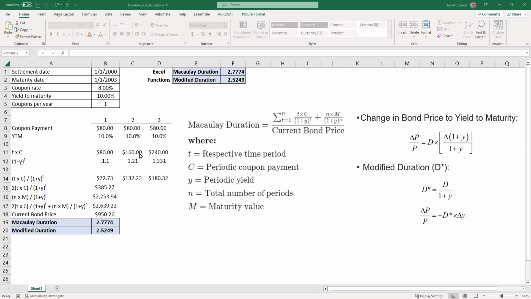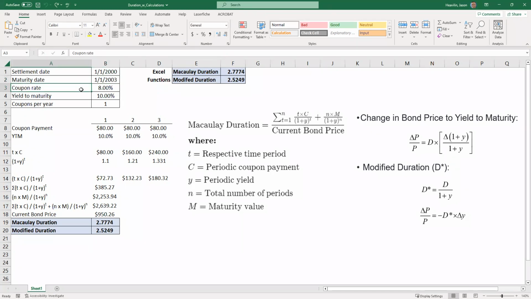In this video, we are going to talk about duration when it comes to bonds. It's a straightforward process, and it's about measuring the sensitivity of the bond to changes in interest rates. The data that you will be provided for this calculation is the settlement date, that's your starting point, maturity date, which is your end point.